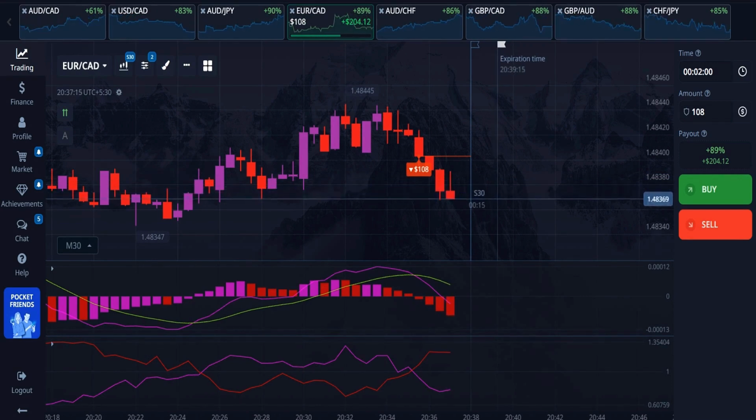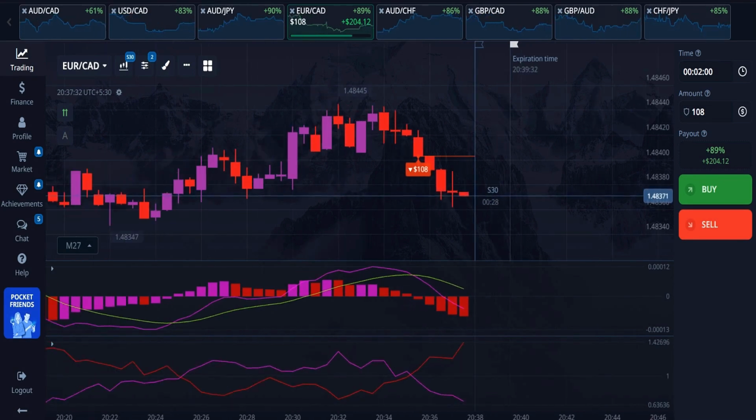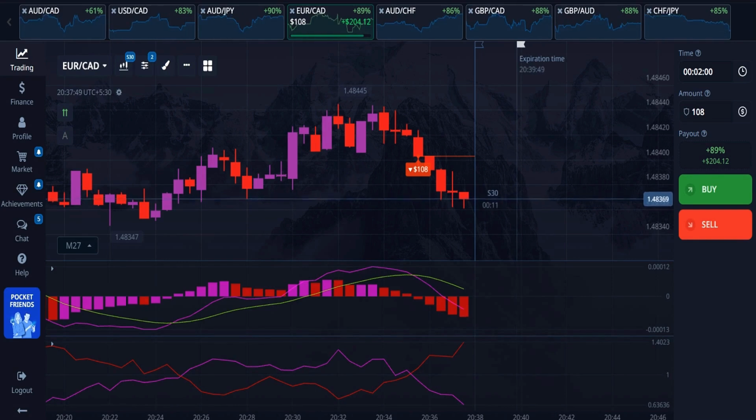There is no guarantee that every trade will be a winner. Market conditions change, so results may vary. Risk management is key. Always trade with an amount you're comfortable with. This strategy helps us identify high probability setups, but winning every single trade is impossible. That's why sticking to the rules and managing risk is crucial in binary trading.